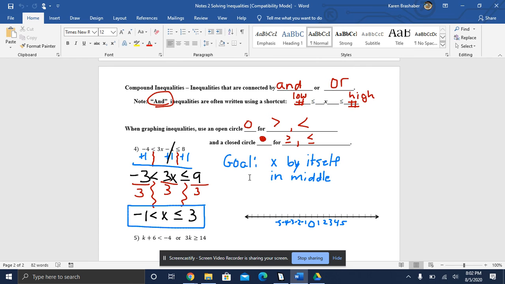To show that the negative 1 is associated with the less than sign, so in other words, not including that boundary, we want to use an open circle on the negative 1. Whereas your 3 is associated with the less than or equal to. So in other words, we want to include that boundary. And then the x is trapped in between those two. So you want to graph in between the negative 1 and the 3. So that would be the solution for negative 1 is less than x is less than or equal to 3.